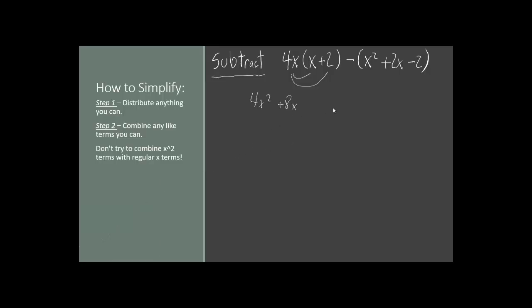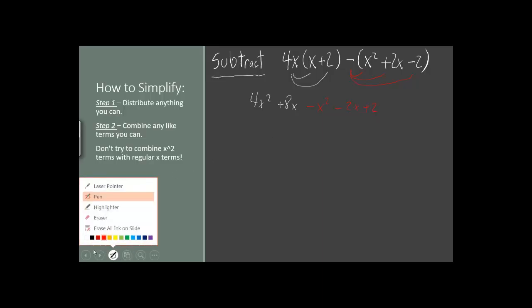Now we move on to the second term, and we are going to distribute this negative sign across all three of these terms. So negative of x squared gives us minus x squared. Negative of 2x gives us minus 2x. And negative of negative 2 gives us positive 2.